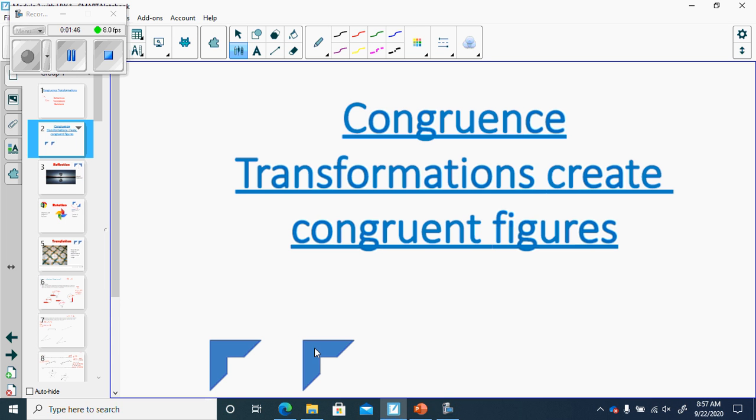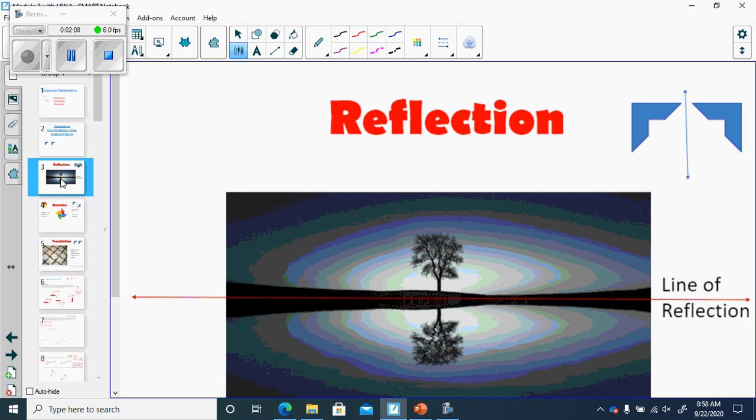I can take this figure, move it over here, put it on top of this one, and they would be exactly the same figure. In fact, that is how we prove that two figures are congruent: we describe a series of transformations that can move one on top of the other and prove they're exactly the same. Now let's talk about each of the types of congruence transformations. Let's start with a reflection.